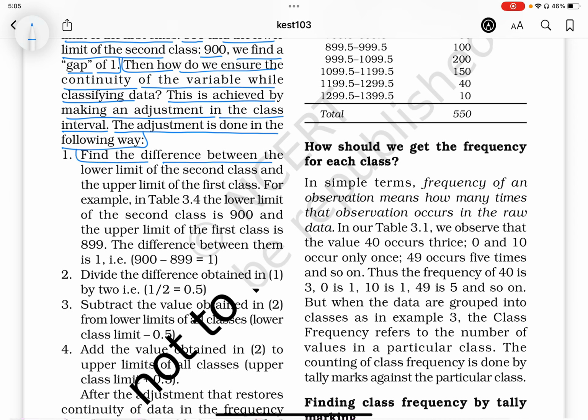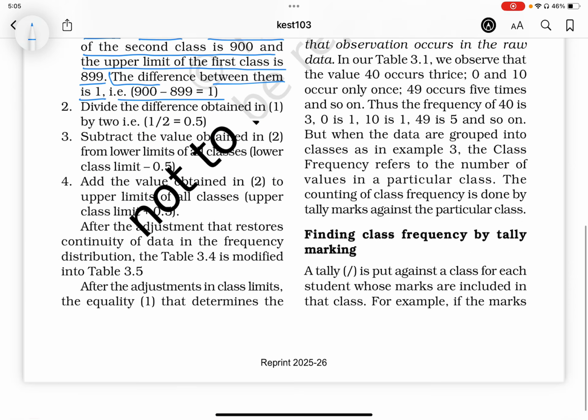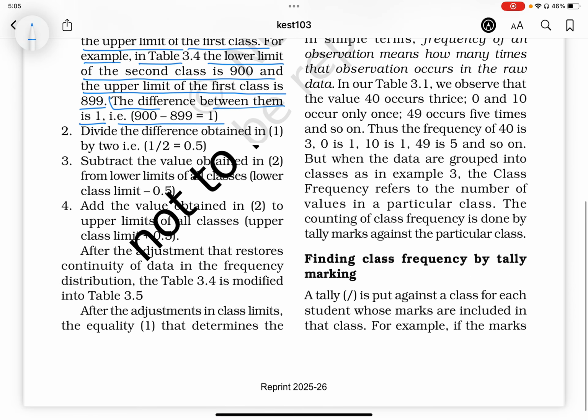Find the difference between the lower limit of the second class and the upper limit of the first class. For example, in table 3.4, the lower limit of the second class is 900 and the upper limit of the first class is 899. The difference between them is 1, that is 900 minus 899 equals 1. Divide the difference obtained in step 1 by 2, that is 0.5.